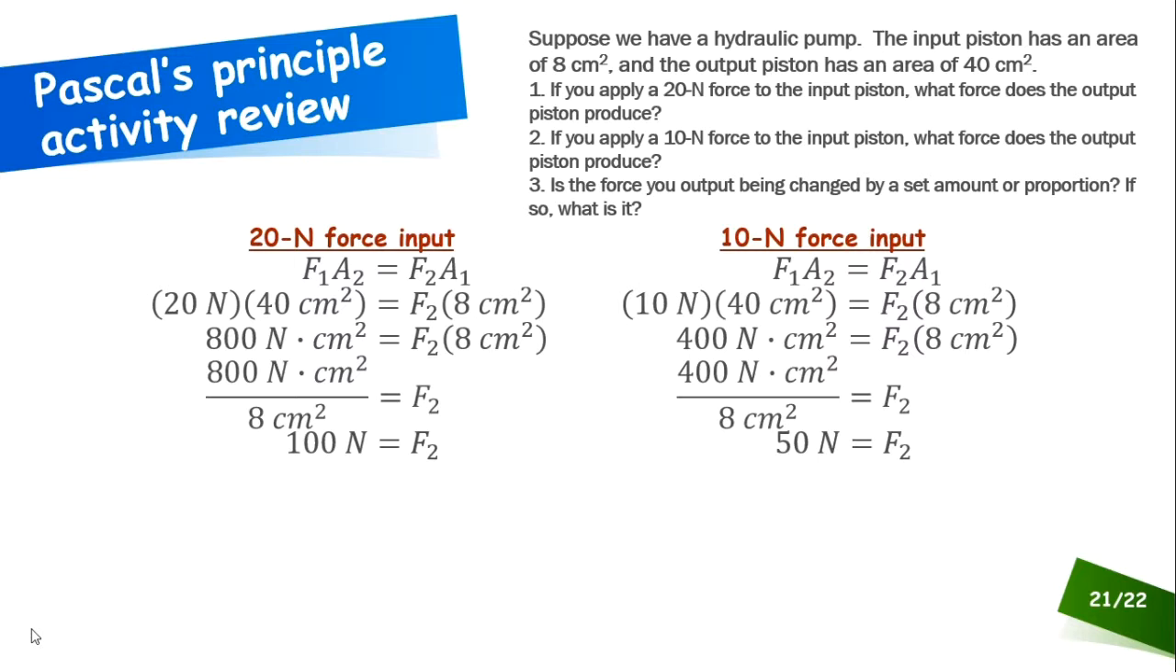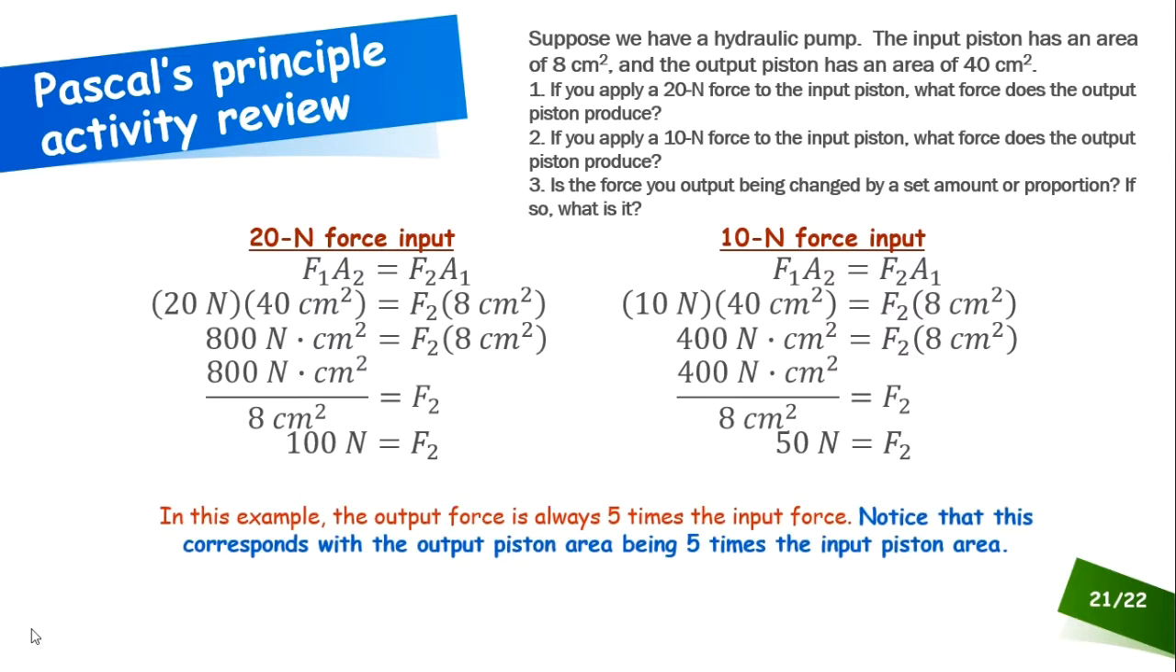So is the force you output being changed by a set amount or proportion? And if so, what is it? So notice what happened. The force that went in is 20. The force that comes out is 100. If we take half that force going in, we get half the force coming out. So yes, there is a set amount or proportion. And notice that the output force is always 5 times the input force. So 20 times 5 is 100. 10 times 5 is 50. So we're always getting 5 times out what we put in.